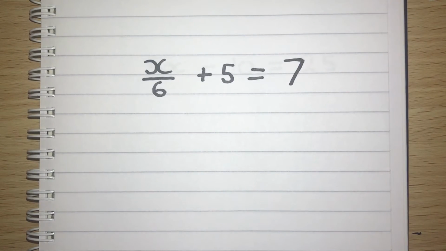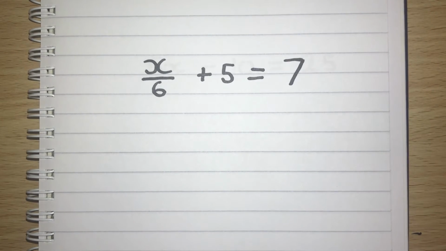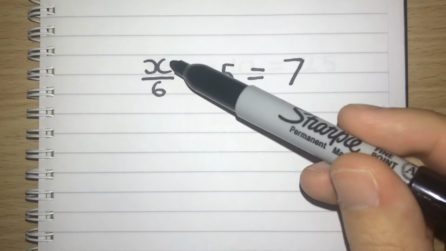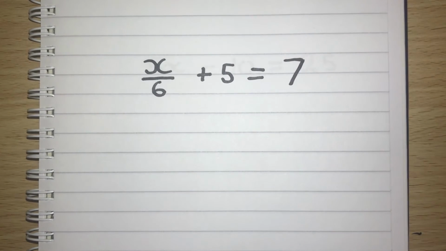Now in this next equation, we've got x over 6 add 5 equals 7. So what this means is that whatever number our x is, we're dividing by 6, then adding 5, and we're getting an answer of 7. So again, we've got to work backwards.